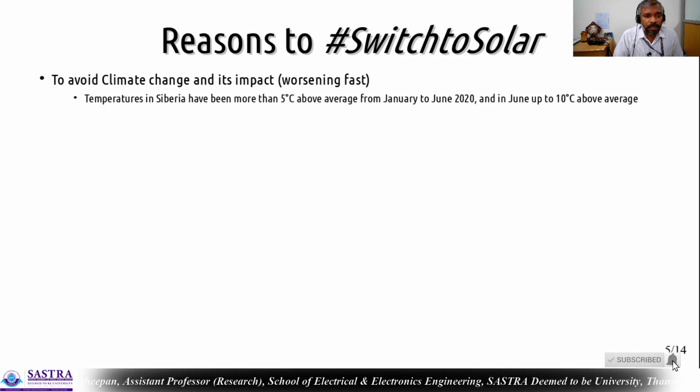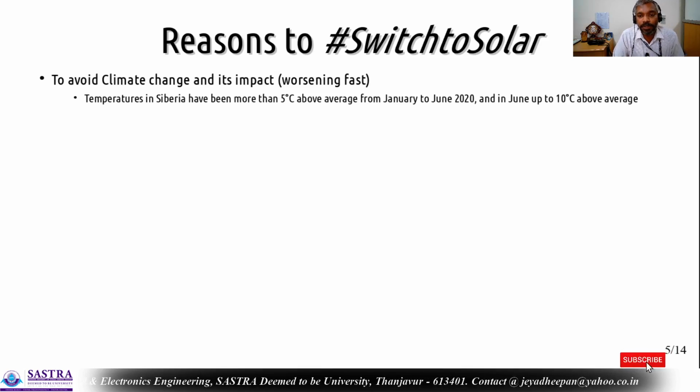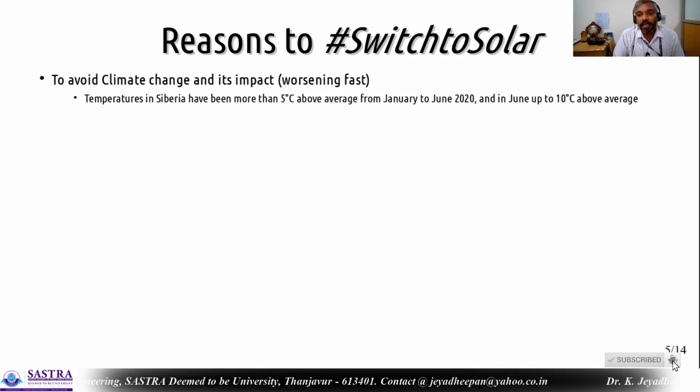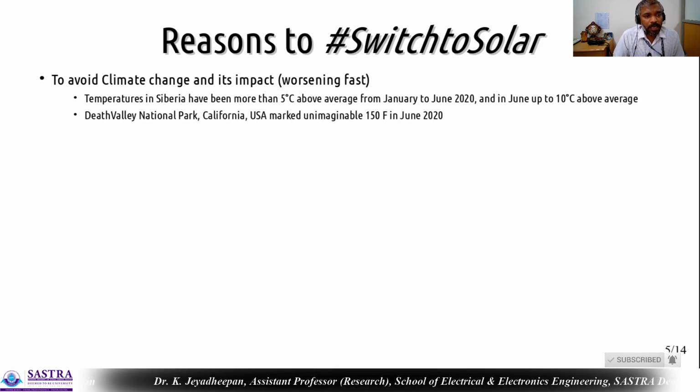For example, the temperature in Siberia was more than 5 degrees Celsius above the average from January to June 2020, and in June, it was up to 10 degrees above the average, right? This is last year's data. And one more thing is also there. Death Valley National Park, California, USA, marked an unimaginable 150 degrees Fahrenheit in June 2020, right?